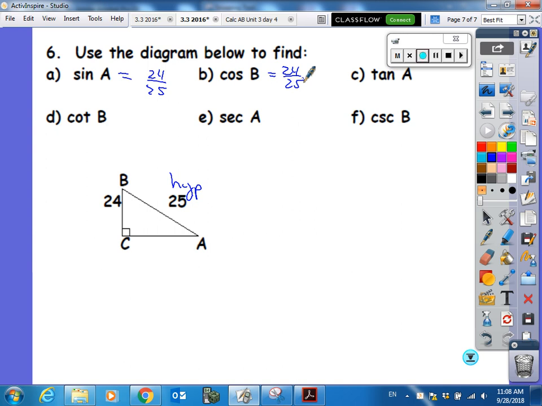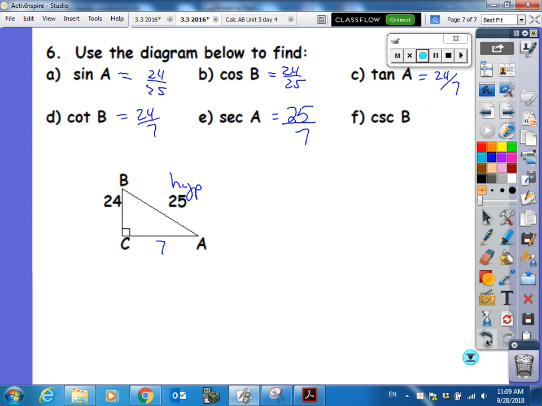Tangent of A, opposite over adjacent. Well, we don't have an adjacent right here. If we know that's a triple, we can just put a 7. If we don't know that's a triple, 25 squared minus 24 squared, take the square root, and you get 7. So tangent of A, 24/7. Cotangent of B is the reciprocal of tangent, so 24/7. Adjacent over opposite. Hypotenuse over adjacent.